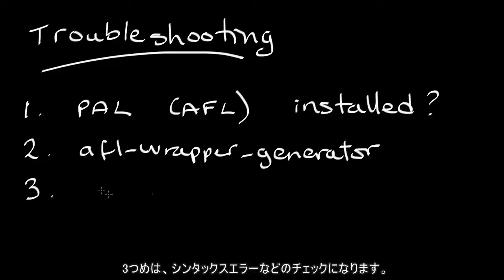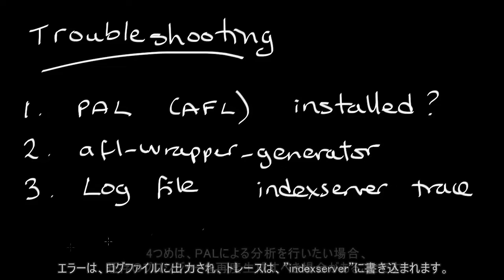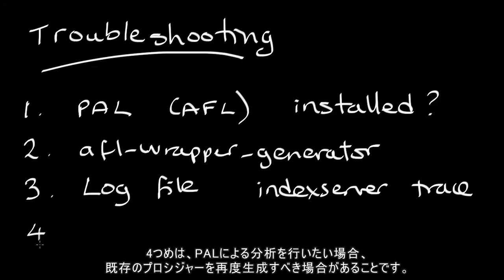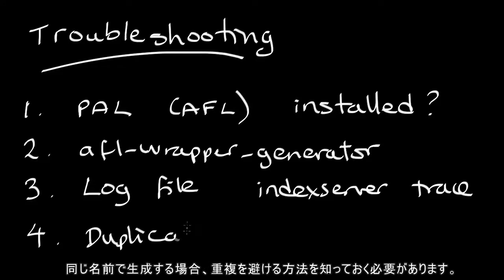Third area is, if there are syntax errors or something like that, to look at the log file, which we'll see is in a trace. It's the index server trace. And fourth, something that happens quite often, if you've got code and you want to rerun it, you want to recreate a procedure that's existing, you may have some duplicate procedures and duplicate table types. So you need to learn how to make sure that you get rid of any duplicates if you want to recreate something with the same name.